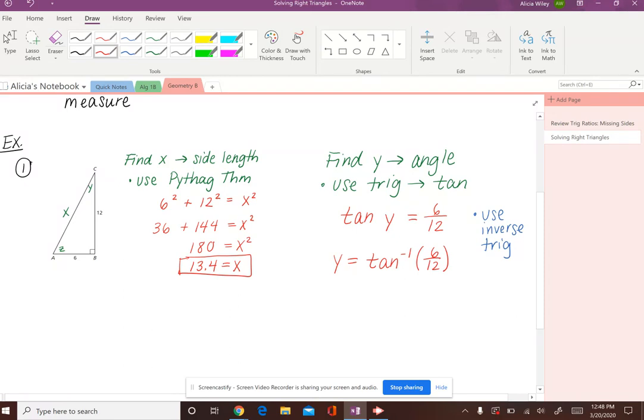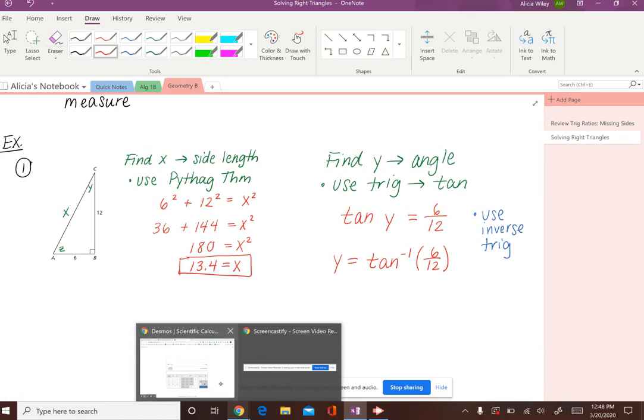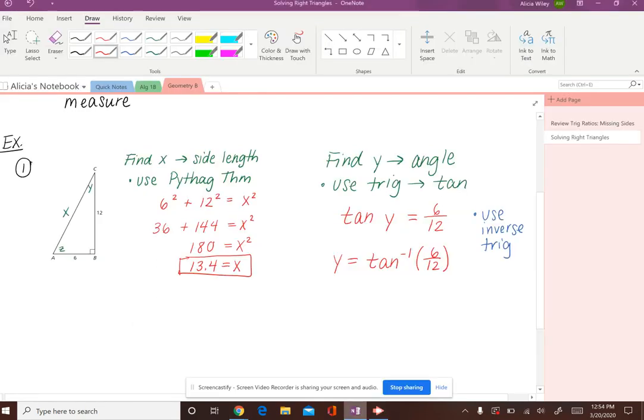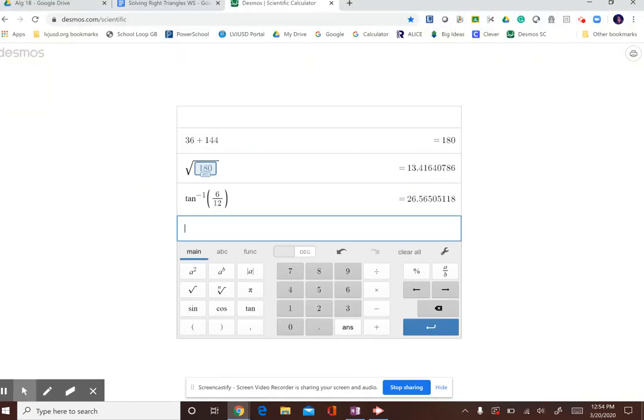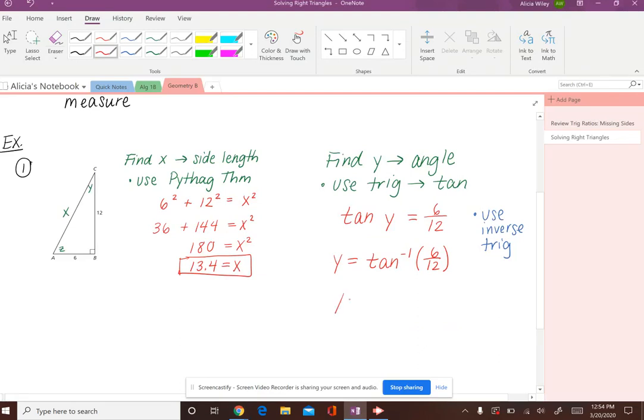If you need to review inverse trig, you can check out my video of that on my YouTube channel. So then you're going to go ahead and put this into your calculator. You should have gotten 26.6, and that is our answer for y. Y equals 26.6. Remember, it's an angle, so it's degrees. So there you go. This is the measure of angle C, right?